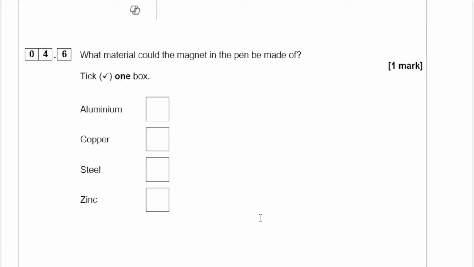What material could the magnet in the pen be made of? Now they're basically asking for what type of material the magnet should be made from. And that would be steel. Now remember, there's only 4 materials that you can make magnets from: steel or iron, which is steel is mainly iron. You can make it from cobalt or nickel as well.